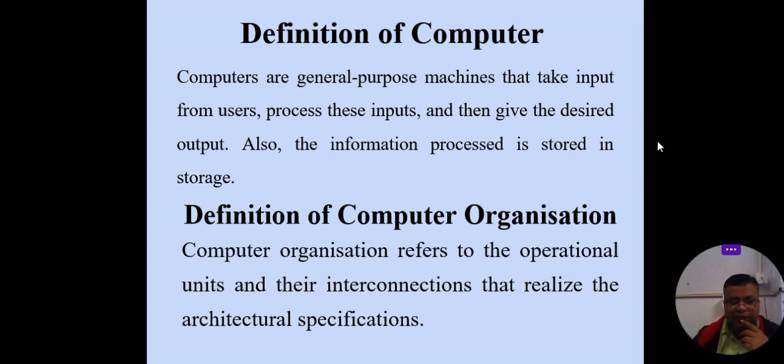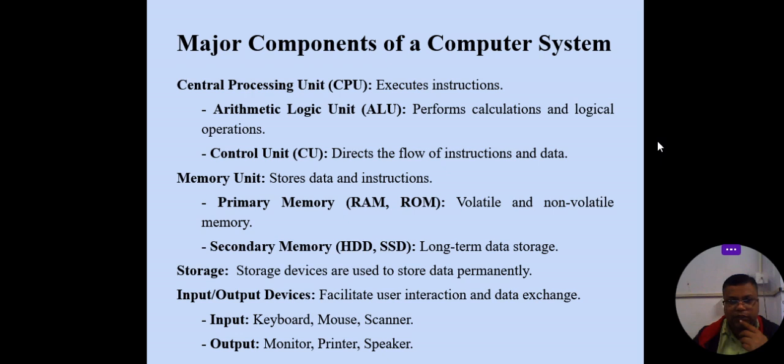Now, let's discuss the main components of a computer which help in the working of a computer. What are these components? Central processing unit, memory unit, storage unit, and input-output devices.